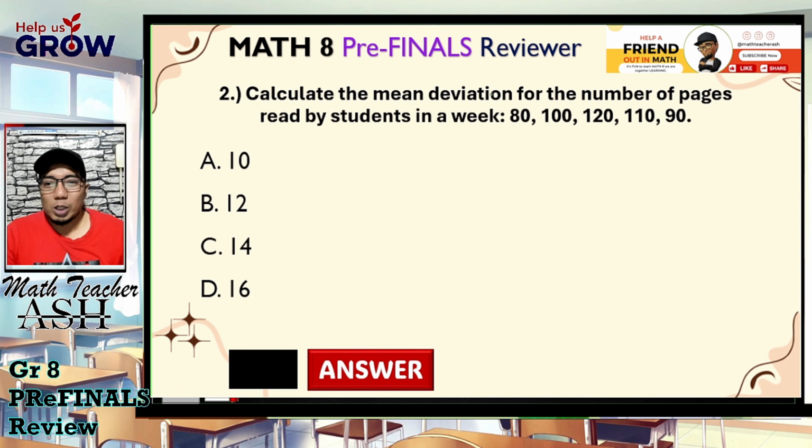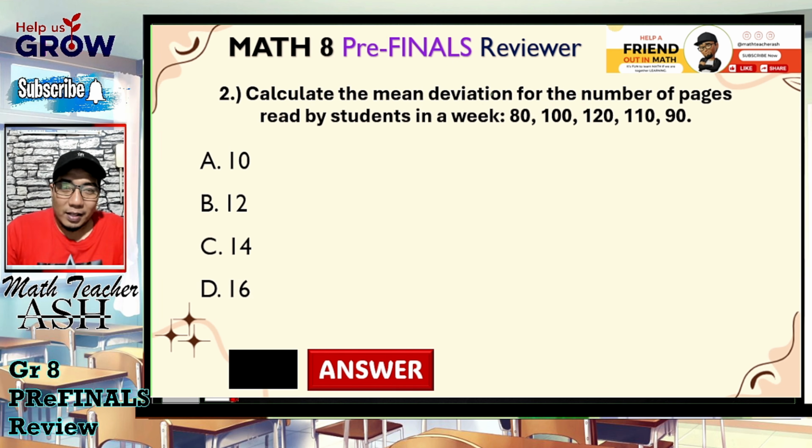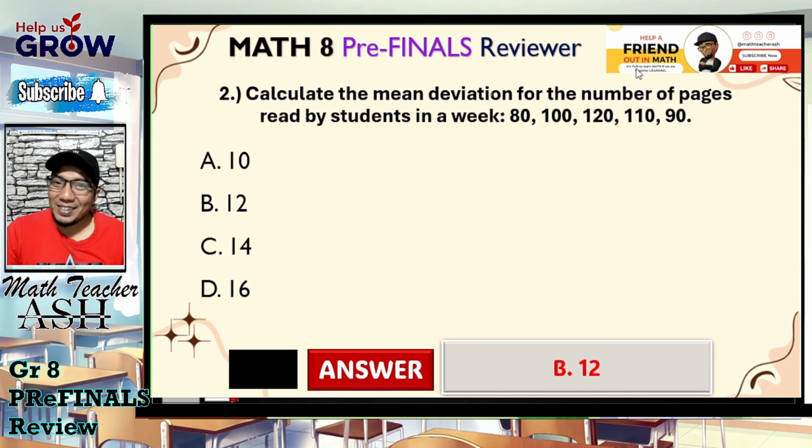So what we do is we add all those numbers and we will get 60. Now that 60, we will divide by 5, because there are 5 numbers in this given data. So 60 divided by 5, the answer would be 12. Letter B is the correct answer. Let's check whether we are correct. Easy, right? So I hope you get that one, my dear math learners.